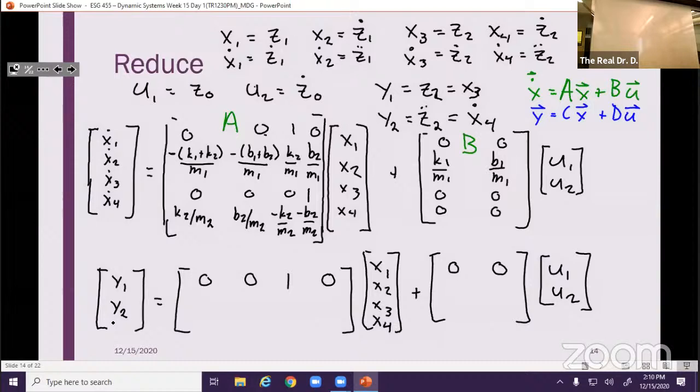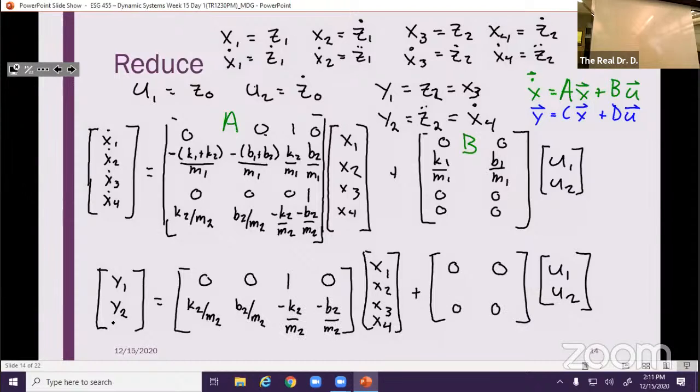How do I know that? Well, if I multiply that back out, I will get the equation y1 is equal to x3, right? Because 0 times x1 plus 0 times x2 plus 1 times x3 plus 0 times x4 plus 0 times u1 plus 0 times u2. What about y2? y2 is equal to x dot 4. But x dot 4 is equal to the bottom line of my previous, of my A matrix, right?